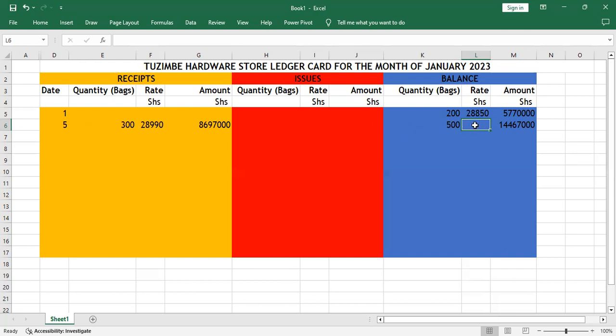So we have to get the average price. Remember, I told you to get the weighted average price or the weighted average cost. We get the total cost of the units we have in stock, divide by the quantity at hand, which is 500, giving us a weighted average price of 28,934. We move to the next transaction. Take you back briefly to the question, what is the next transaction?